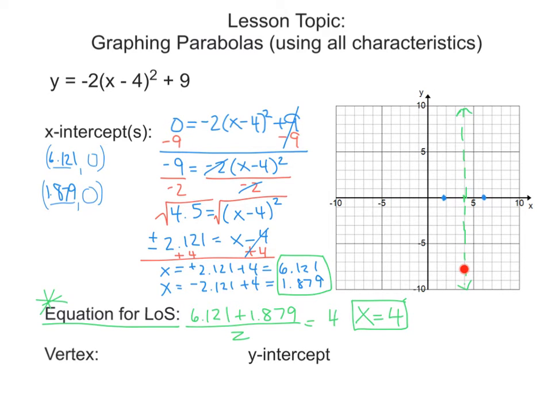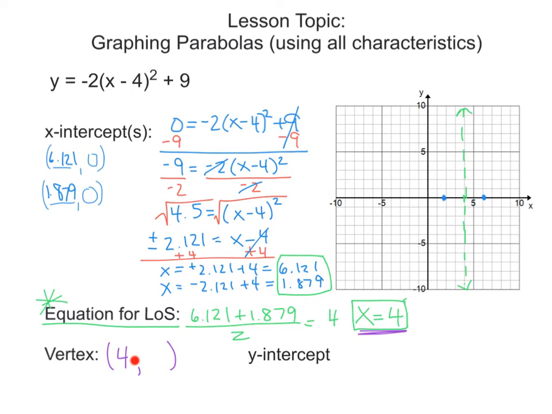Because if our vertex is here, the x value is 4, right? If our vertex is here, our x value is 4. What if our vertex is here? Our x value is 4. We know the x value of our vertex is always, always, always the same as the x value of our line of symmetry. So we can take this 4 that we found and put it in for our x value here. Now that means we know the x value of the vertex.